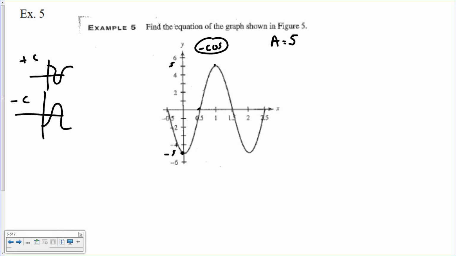Then I do my B. B is from the period. My period, again, I'm looking at one cycle. Now, you could go middle to middle as long as it just repeats itself. You could go from bottom to bottom. Wherever those numbers are, you just want to go ahead and use them. Well, from bottom to bottom, you can see it's going to be 2. So I want to say 2 is equal to 2 pi over B. Cross multiply, and you're going to see that B is equal to pi.